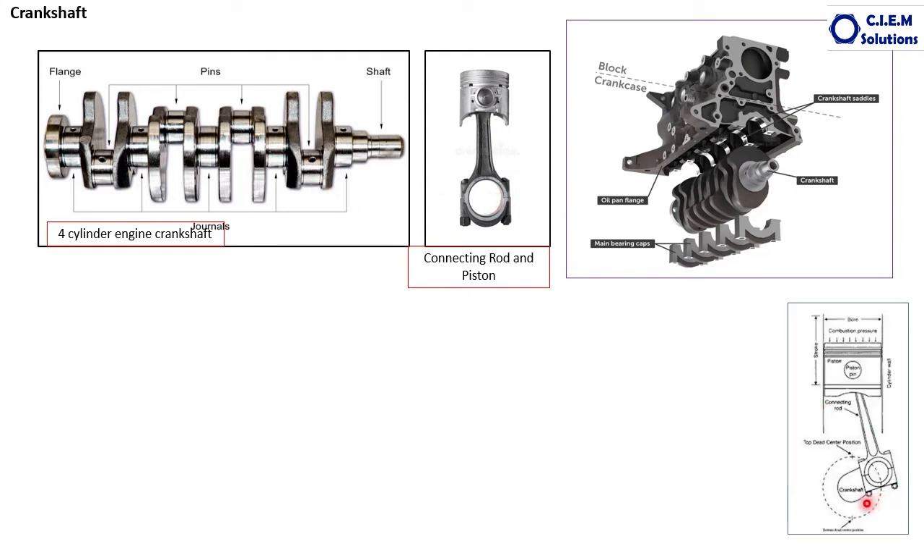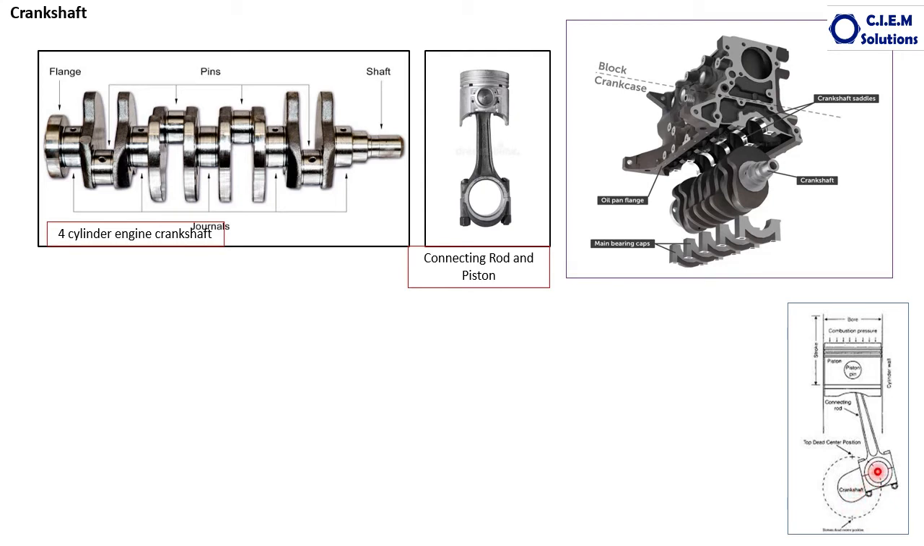You see this drawing. How to determine the stroke of the piston? What is meant by stroke of the piston? The stroke of the piston is the distance traveled by the piston from one end to the other end. How is this stroke determined? The stroke is determined by the design of the crankshaft journals and the axis of the crankshaft journals.